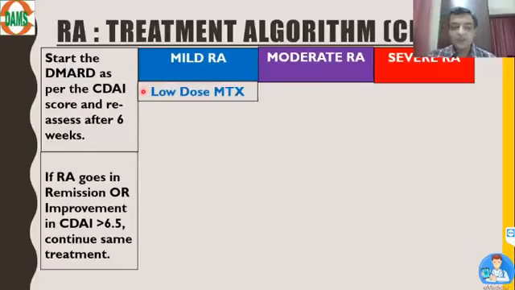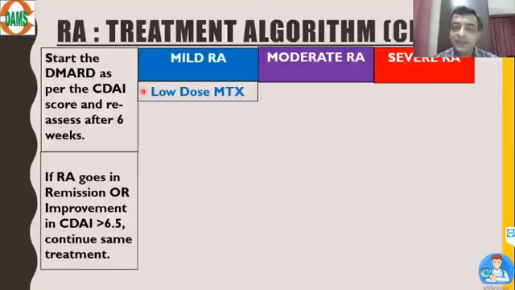The drug of choice is methotrexate. So in a patient with mild RA, you will first start on low dose methotrexate. Same principle: wait for 6 weeks, assess. If improvement is good, continue the same dose. In mild RA, you will start with a single drug, and the single drug is low dose methotrexate.